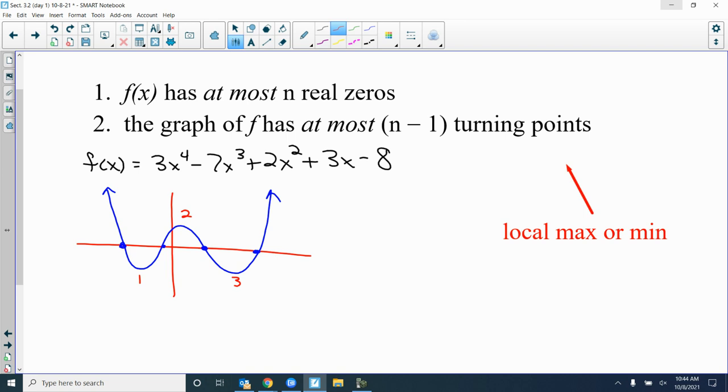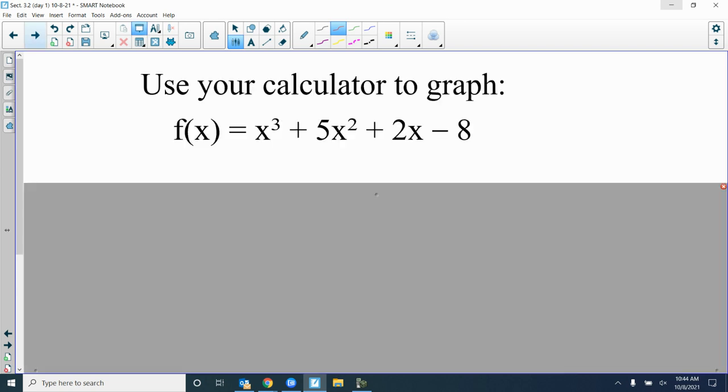So we want to see how the equation affects the number of zeros. Don't put this down either. This is not on your notes. Go ahead and just graph that in your calculator. I want you to pay attention to the zeros. Where does it hit the x-axis? And then think, what degree is it? Think about its end behavior.